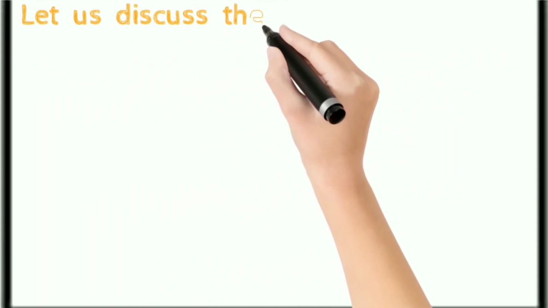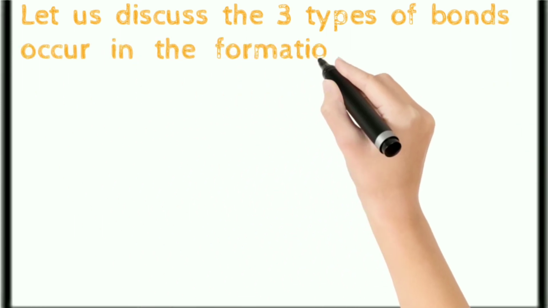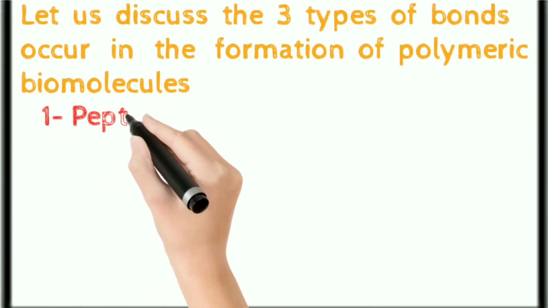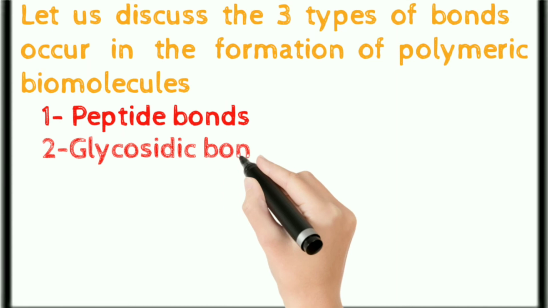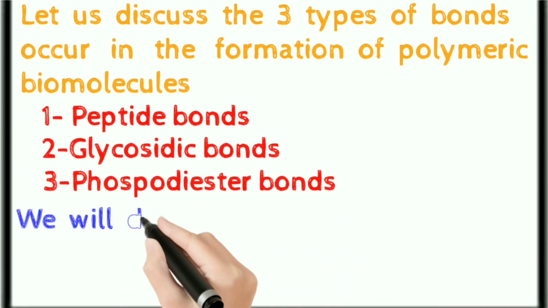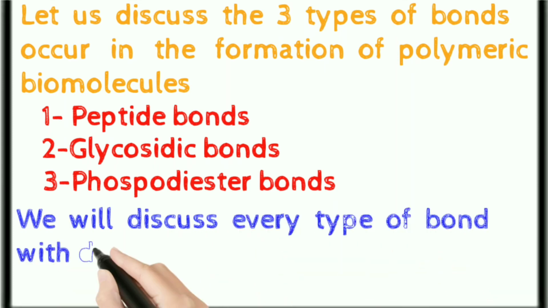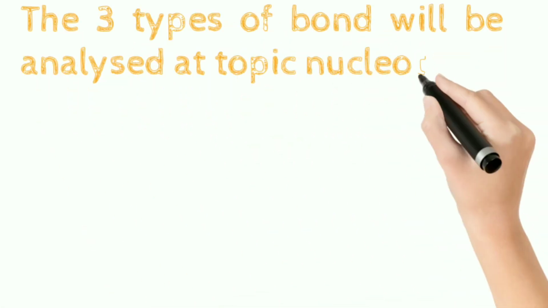Let us discuss the three types of bonds that occur in the formation of polymeric biomolecules. 1. Peptide bond. 2. Glycosidic bond. 3. Phosphoester bond. We will discuss every type of bond with diagram. The three types of bond will be analyzed at topic nucleotides.